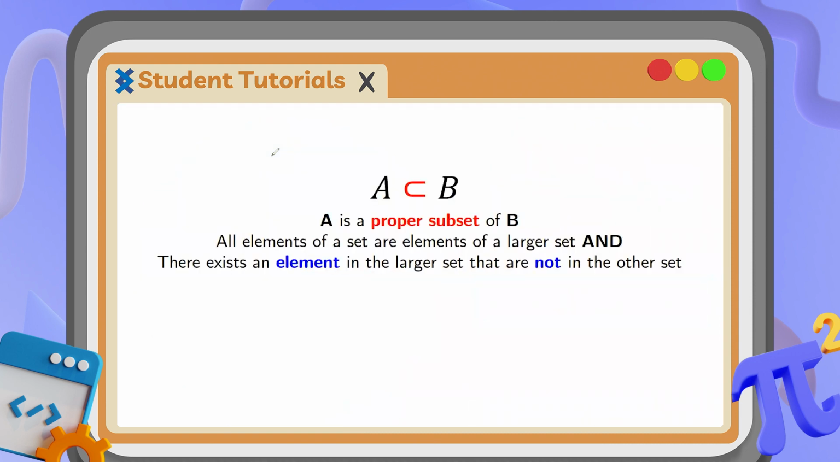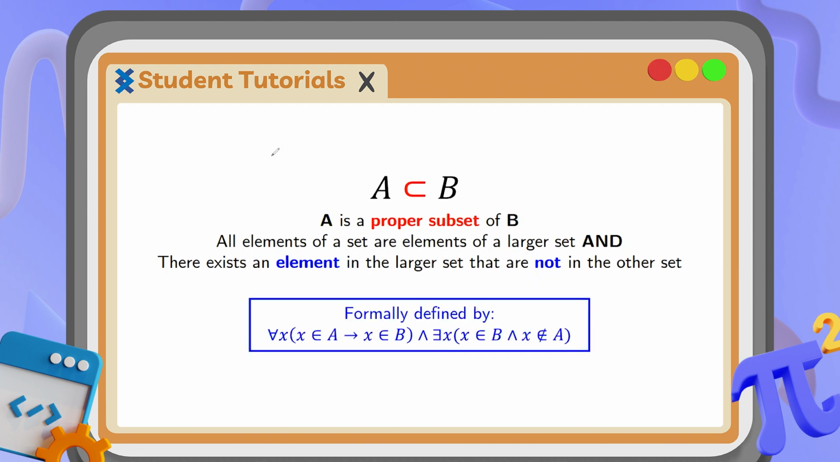So now we have the proper subset, where all elements of a set are elements of a larger set, and there exists an element in the larger set that is not in the other set, formally defined by here. So this first part of the definition is something you already know. This means that A is a subset of B, and there exists an element X where X is in B, which is not in A.